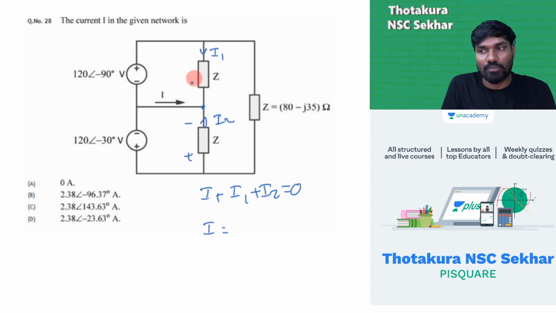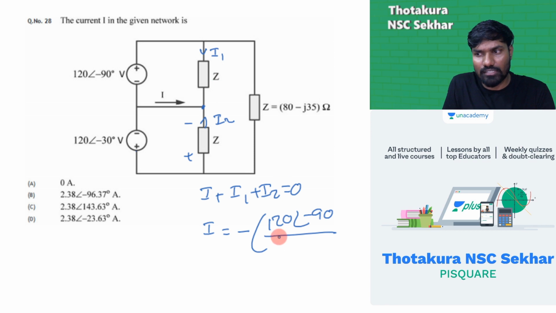Now what is the value of I1? Simply this voltage by Z. I can write I is equal to minus of I1 plus I2. I1 value is 120 at an angle minus 90 degrees divided by Z value, which is 80 minus J35. And this is also Z, with 80 minus J35, and the other voltage is 120 at an angle minus 30 degrees. So here I'll add plus 120 at an angle minus 30 degrees. Okay, I think you're able to see this.